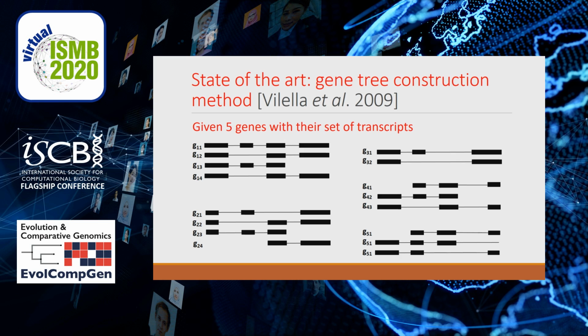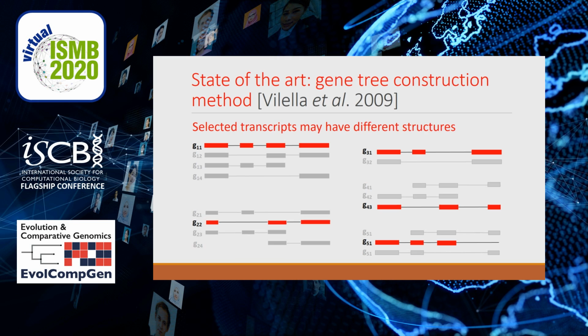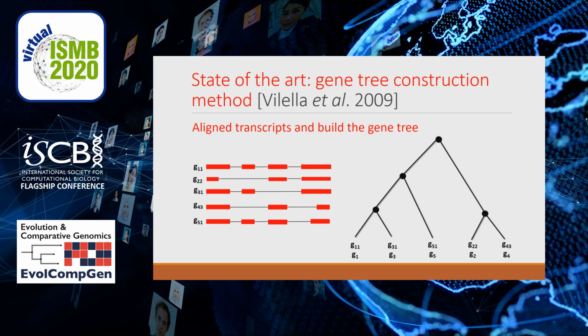The main one is the method used by Ensembl. Let's see how it works. Given 5 genes with their sets of transcripts, this method starts by selecting the longest transcript per gene. The selected transcripts may have different structures. The selected transcripts are then aligned and used to build the gene trees.